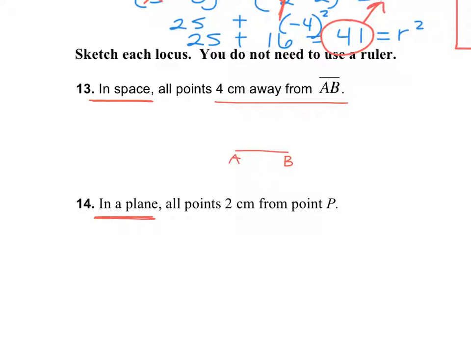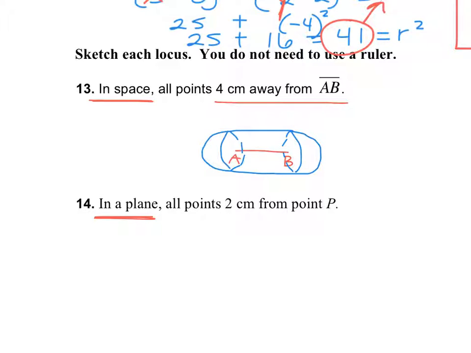If it was in a plane, it would be the racetrack, right? So you can always start with the racetrack and then just make it three-dimensional. So the way you make it three-dimensional is make it a cylinder with a half a sphere on either side. So it would look something like this. You would get a pill, essentially.